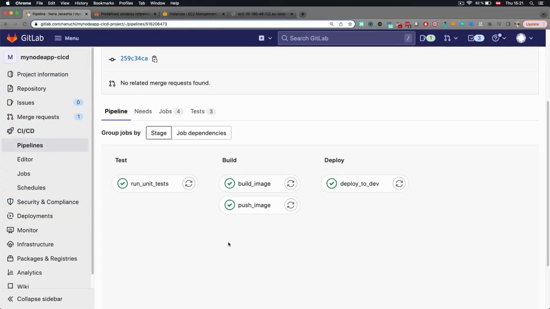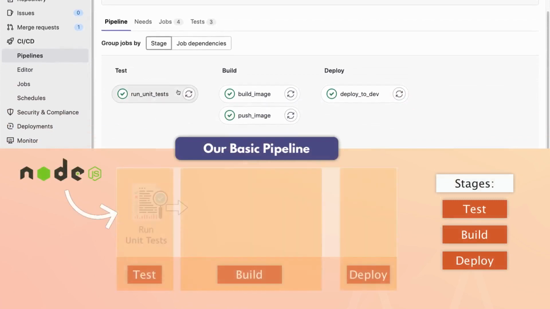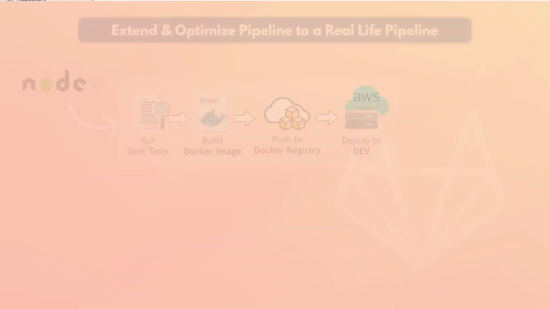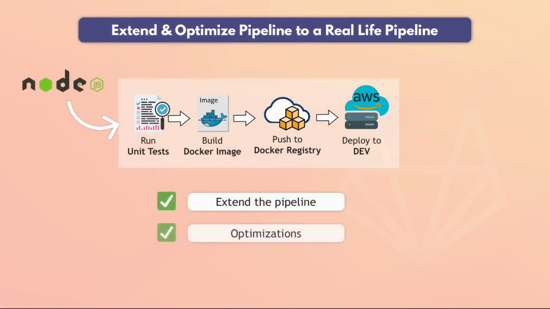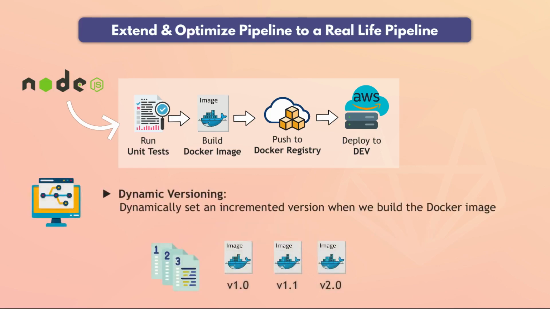At this point, our pipeline looks like this. We have 3 stages where we're running the tests and then building and pushing the image and deploying it to the dev server. So we have created a basic version of a deployment pipeline for our demo application. In this chapter, we will add to that pipeline, do some optimizations, and make it closer to a real-life pipeline by first adding logic to dynamically set an incremented version every time we build an image.